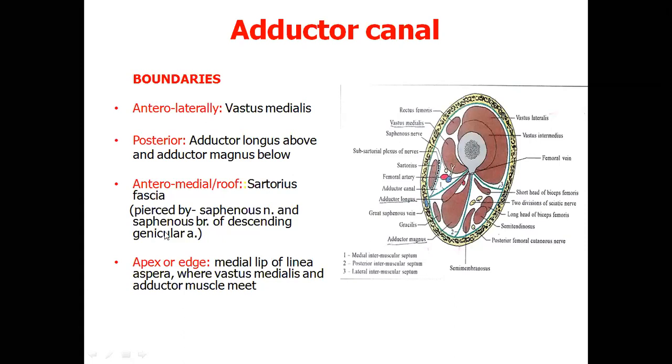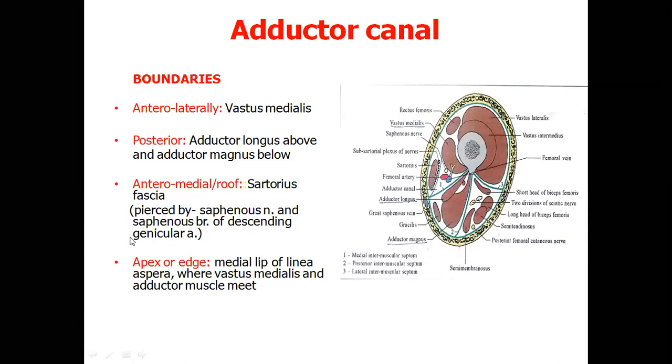Subsartorial plexus. So what are the nerves which are forming it? The saphenous nerve is there. We also have the anterior division of the obturator nerve and also the femoral nerve. That will be forming the subsartorial plexus.